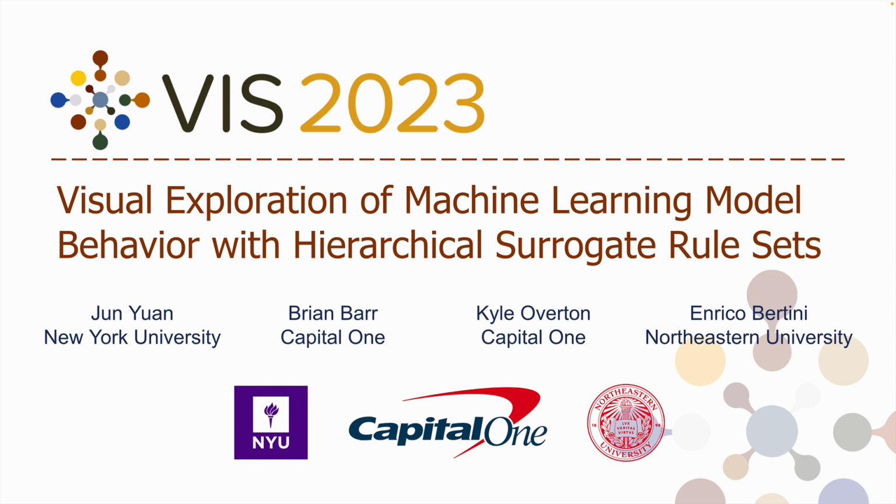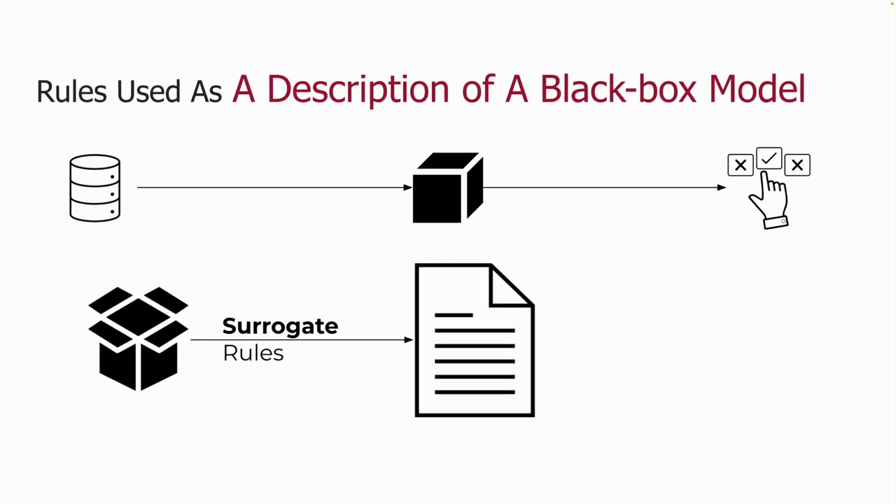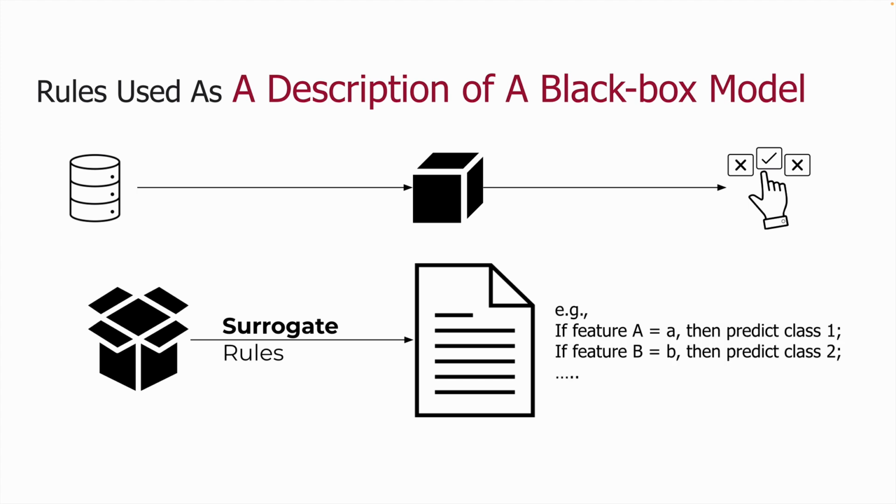Today I'm presenting our work about visual exploration of machine learning model behavior with hierarchical surrogate rule sets. In recent years, machine learning models have been widely used to assist humans to make a decision. To understand the model's behavior, one of the popular methods is to train a surrogate model that approximates an original model's prediction behaviors. And surrogate rules are usually assumed as interpretable and easy to understand.